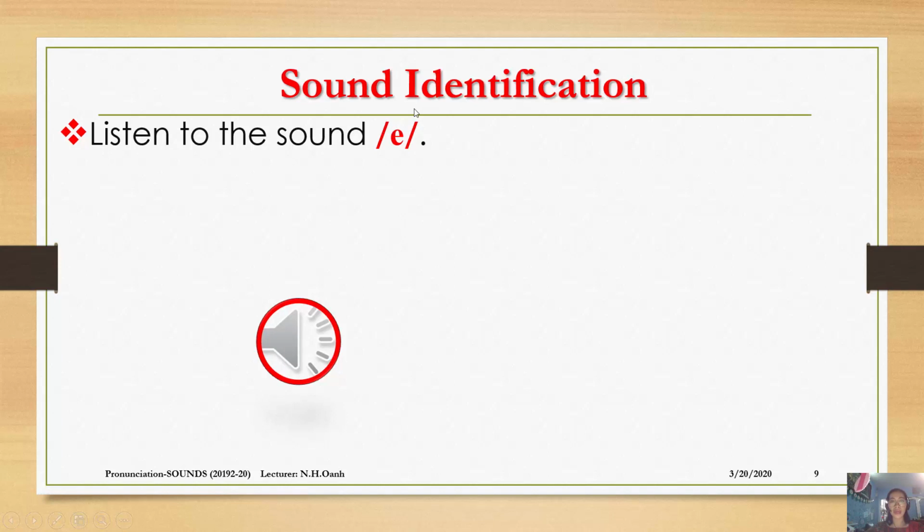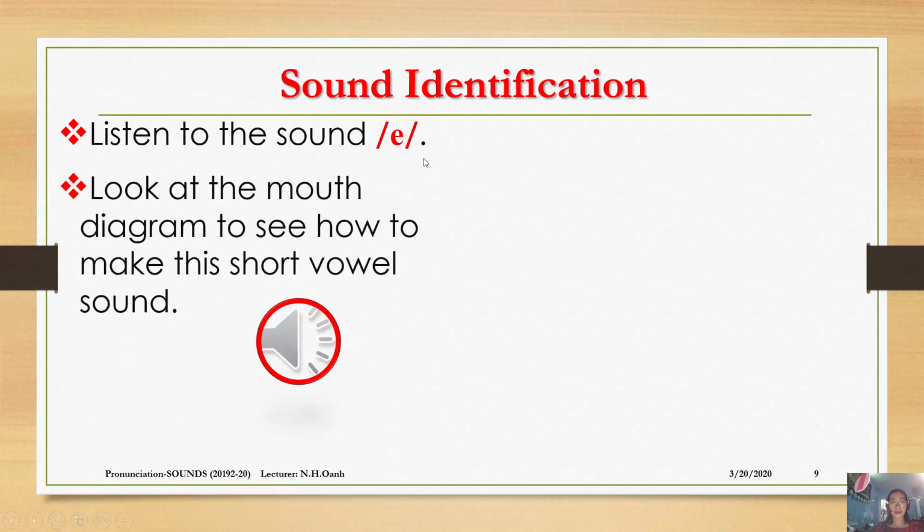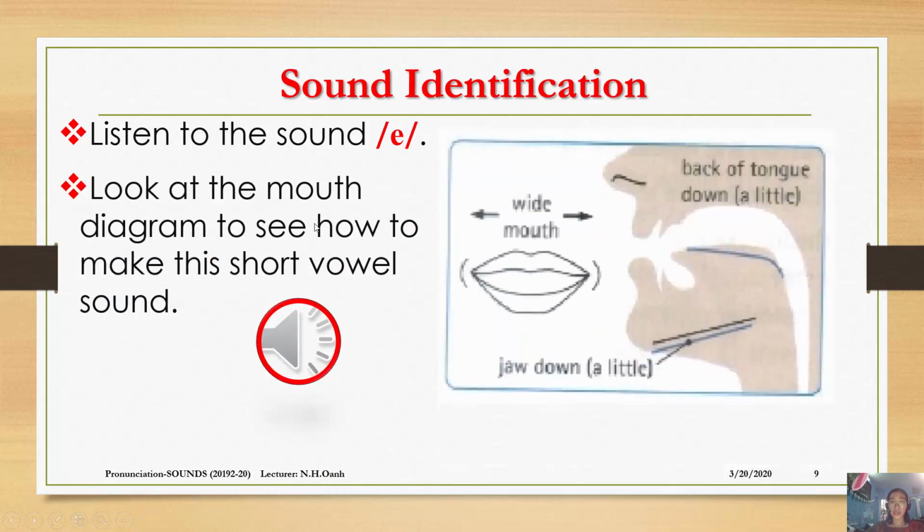Now we go on with the next vowel sound in this lesson. It is A. I want you to listen and look at the mouth diagram to see how to make this short vowel sound. Okay? Now listen. Now you try. Listen and repeat.